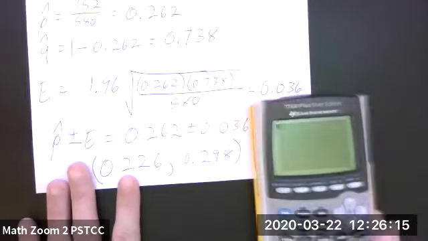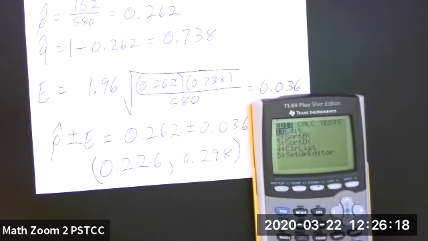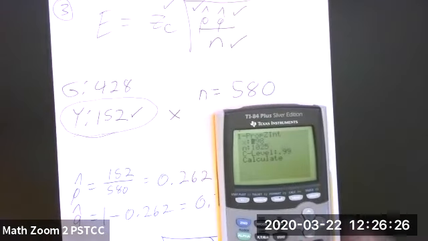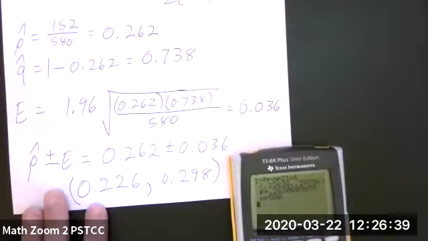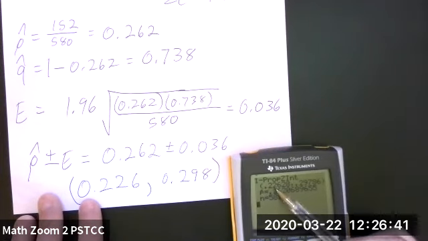Now, if we check our work on a calculator, again, we'll go to Stat, Tests, 1 proportion Z interval. X is 152. The total was 580, and the confidence level this time is 95%. And there's our solution.